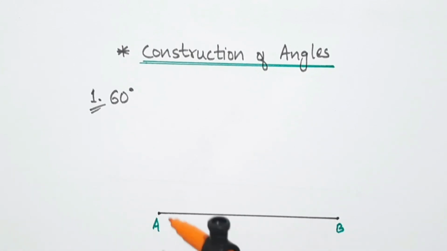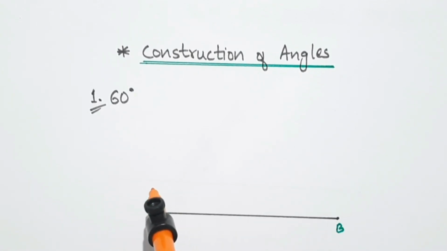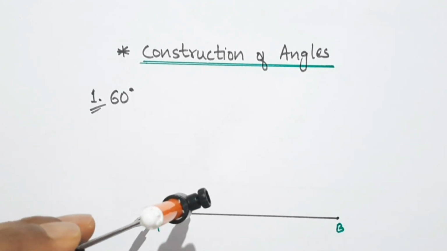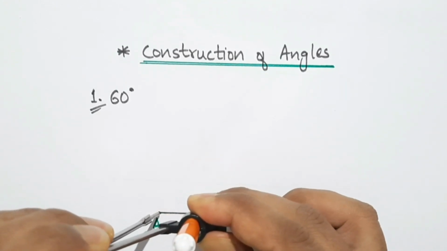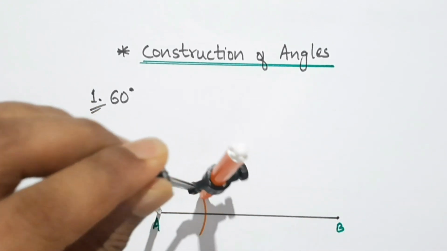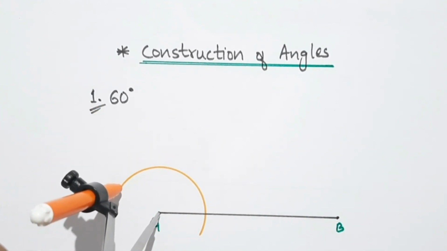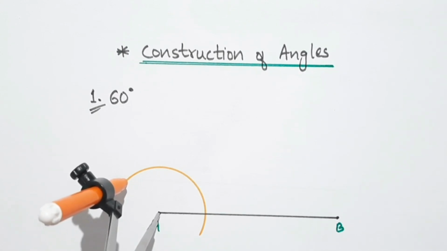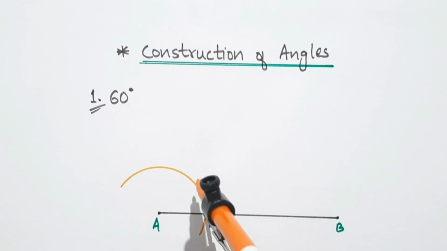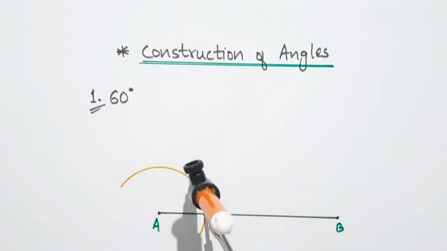So first, taking point A as a center and some convenient radius, we are going to draw a semicircular arc. So this one is the semicircular arc. Now taking this point, let us name it P, and taking P as a center, we are going to cut this arc.